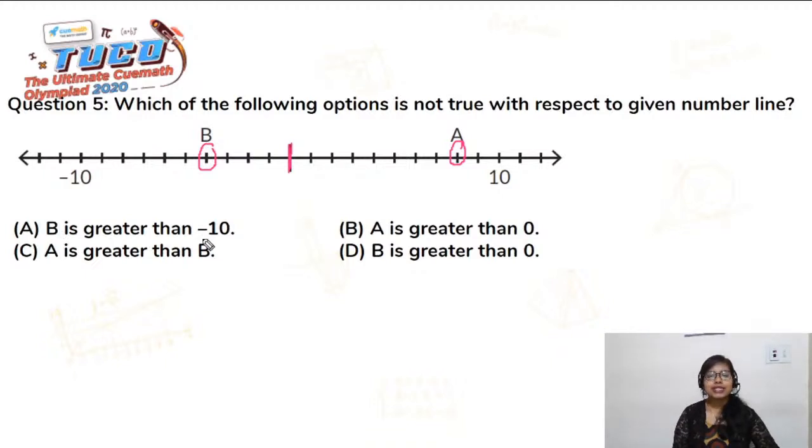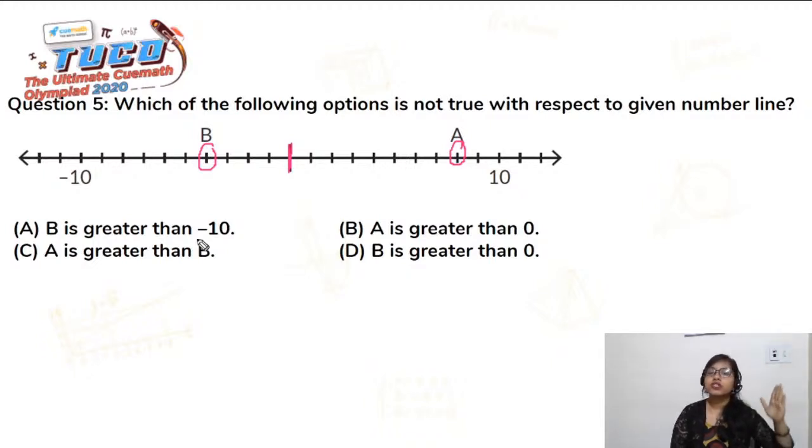B is greater than minus 10. One thing about negative numbers which I want to mention is the smaller the negative value, the greater is the value. Always remember, negative numbers are exactly opposite to positive numbers. In case of positive numbers, 2 is greater than 1, 3 is greater than 2. In case of positive numbers, when you keep moving on the right hand side, the values keep increasing. And in case of negative numbers, when you keep moving towards the left hand side, the values decrease.